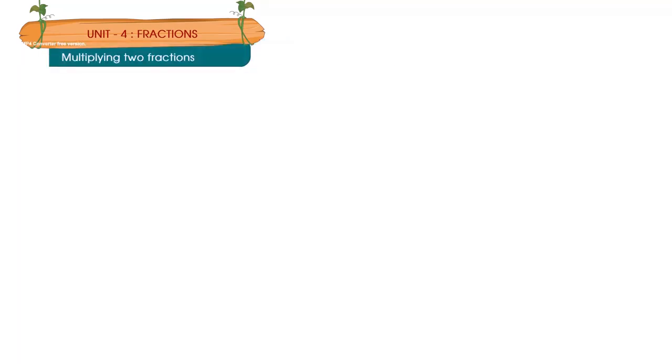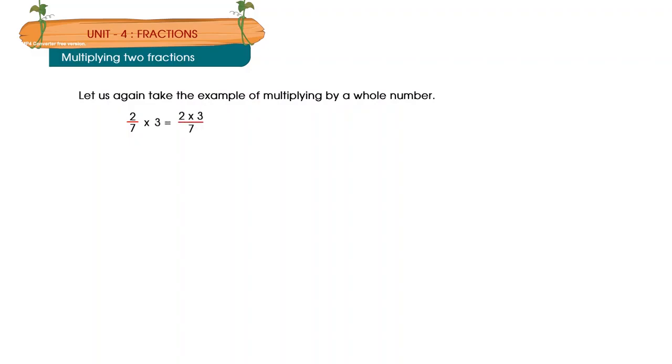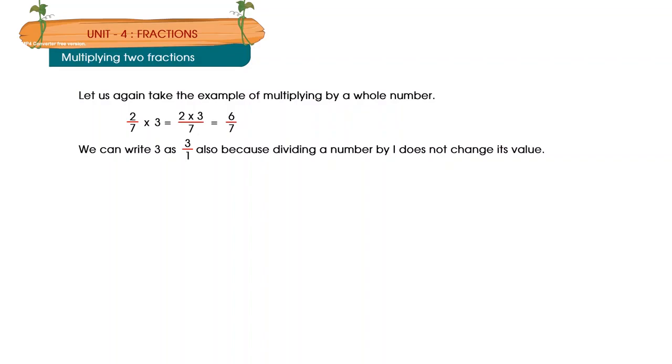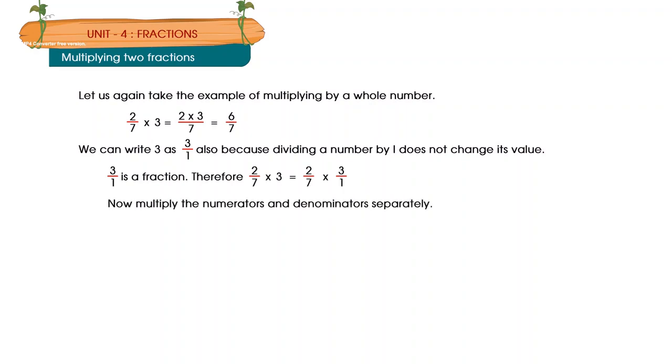Multiplying two fractions. Let us again take the example of multiplying by a whole number. 2/7 × 3 = (2 × 3)/7 = 6/7. We can write 3 as 3/1 also, because dividing a number by 1 does not change its value. 3/1 is a fraction, therefore 2/7 × 3 = 2/7 × 3/1.